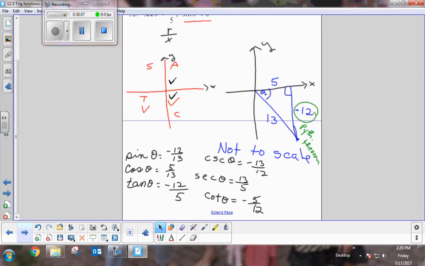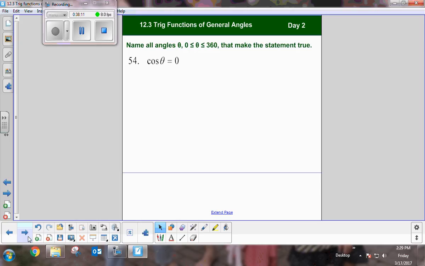Okay. Can I go on? We're actually almost done here. Okay, so name all angles. Wait, I said I would go back to a screen. I said I'd go back to here. Right? This is the same type of problem.